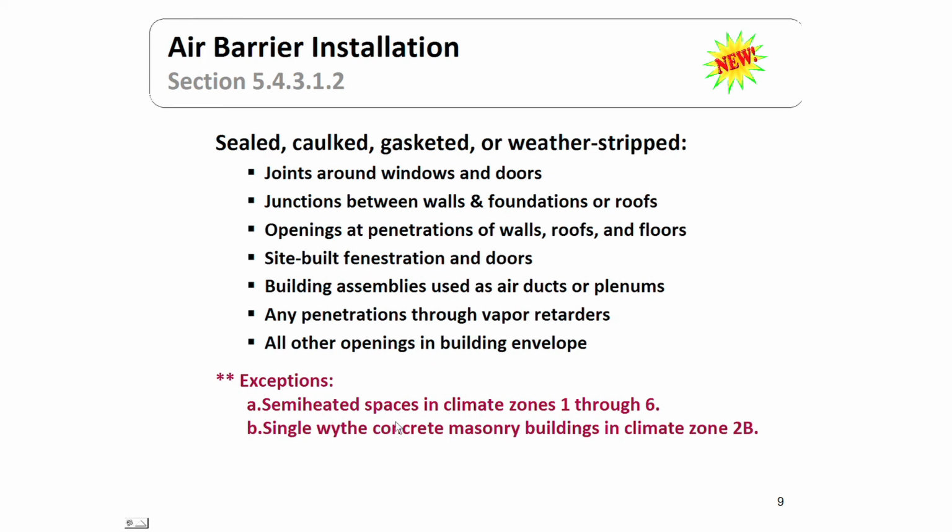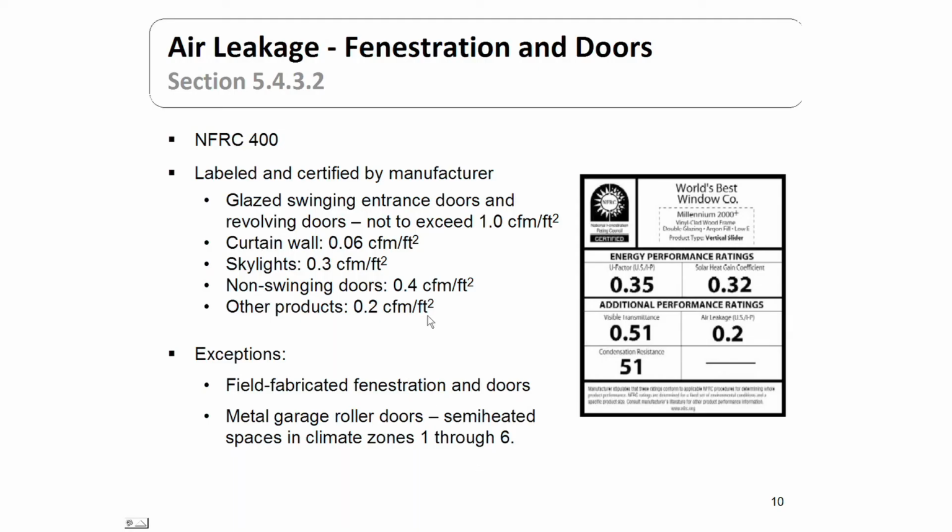Semi-heated spaces are accepted in climate zones 1 through 6. The single-wide concrete masonry building in climate zone 2B is also exempt. That happens to be the climate zone that includes Laredo and Del Rio in Texas. This shows air leakage requirements for fenestrations and doors. Specifically, this is the NFRC, National Fenestration Rating Council, test method 400 for leakage in windows and doors.